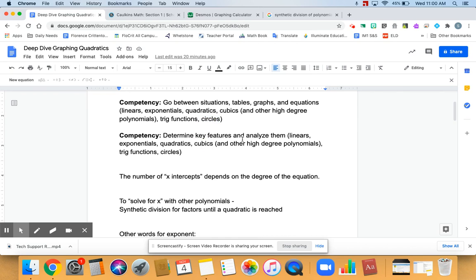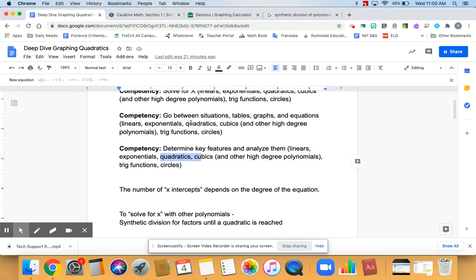Also, being able to determine key features of any of the types of functions, and then being able to analyze them in terms of the situation. You do linear and exponentials in year one, quadratics in year two, and then the rest of them in year three. So you'll also do quadratics in year three as well. Year three comes back around to quadratics because they really deemed it as one of the most important ones. So if you did well in this unit, you're going to have a really good head start for when you start year three.